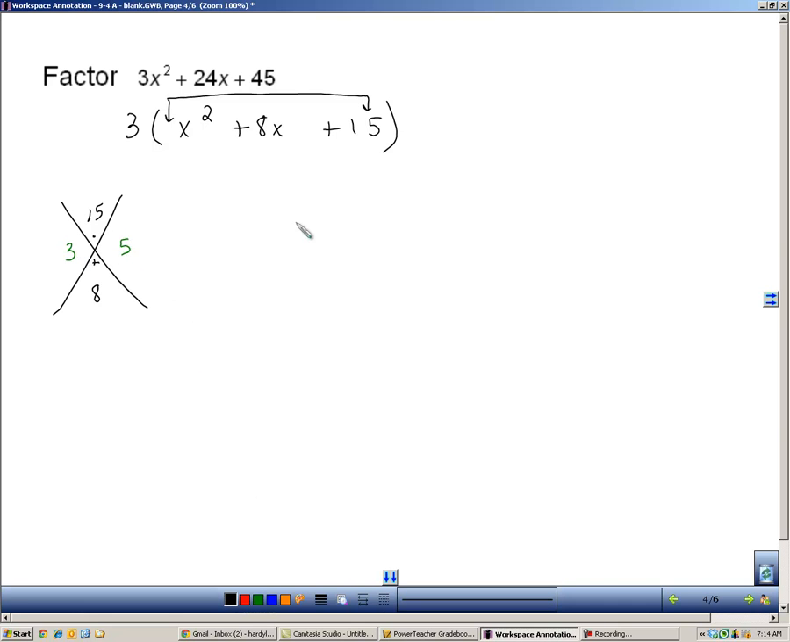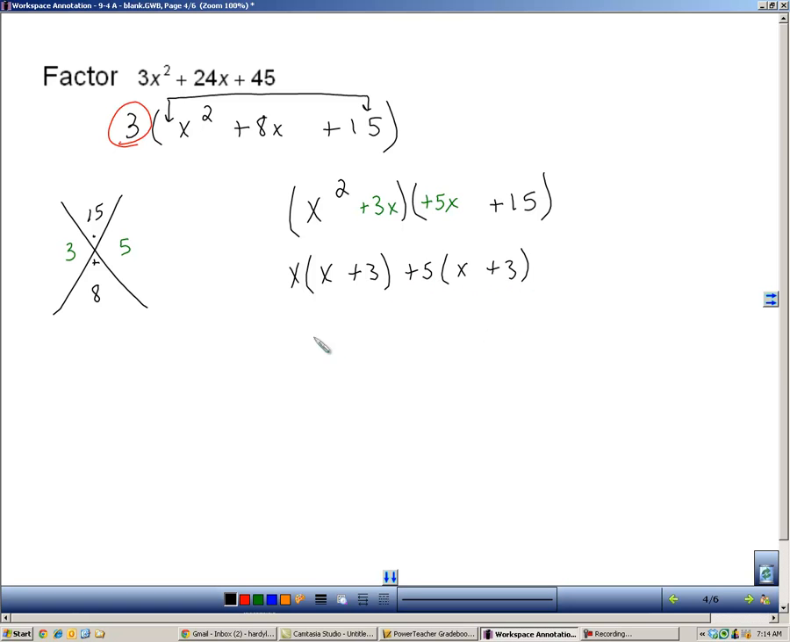So I'm going to rewrite my trinomial like I normally would, but I'm going to be careful that I don't forget about this 3 here in the front. And I'm going to circle it here in red just to remind you that we've got to talk about that at the end. So rewriting the trinomial with a plus 3x and a plus 5x. Factor by grouping, take out an x, take out a positive 5. So you end up with factors of x plus 3 and x plus 5.